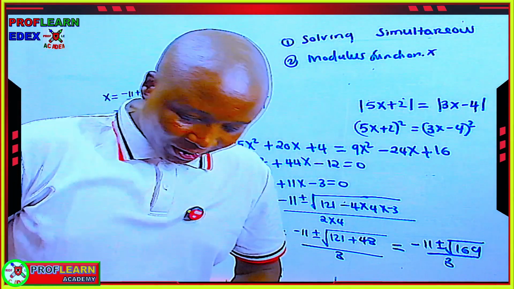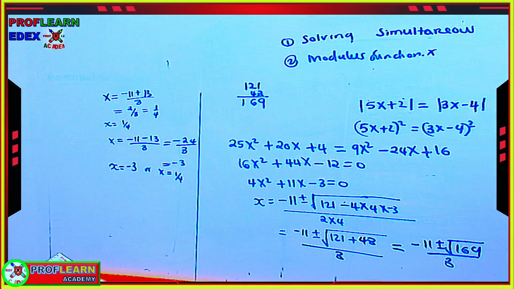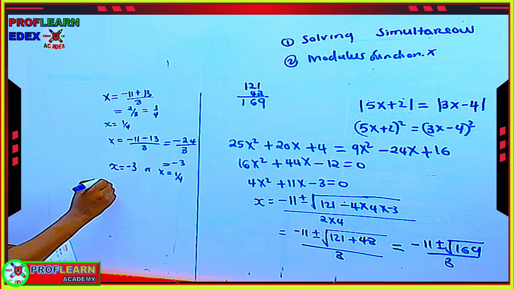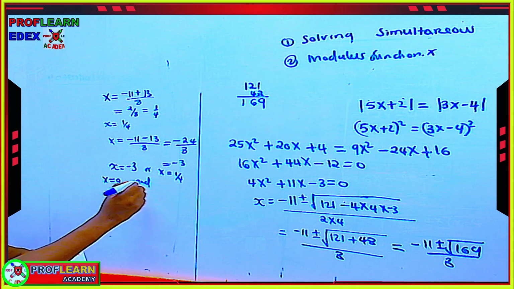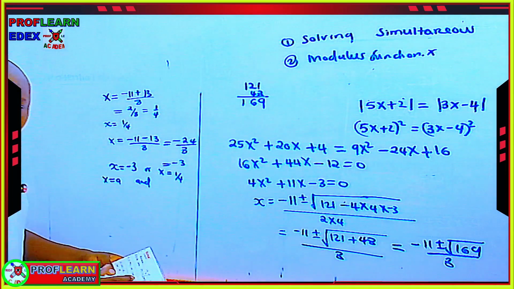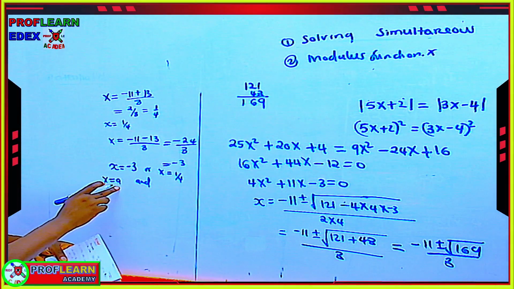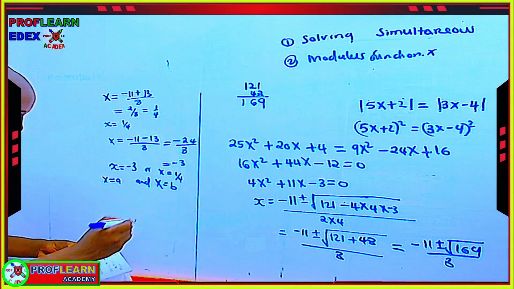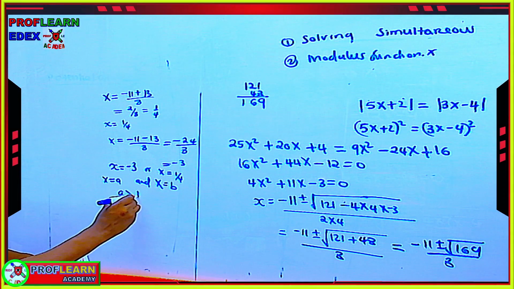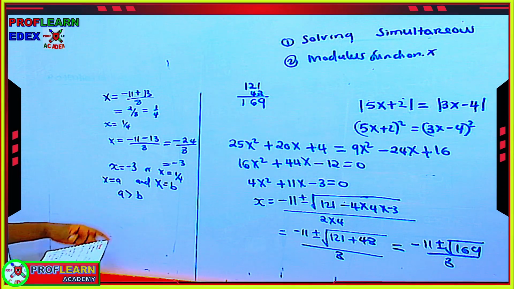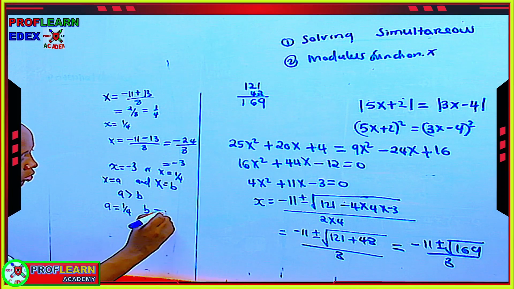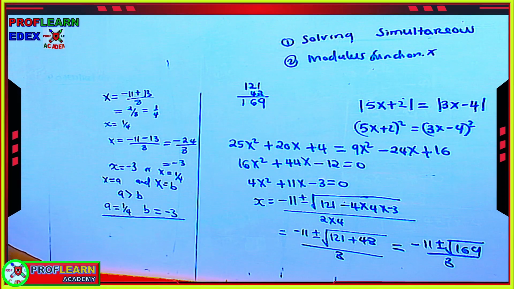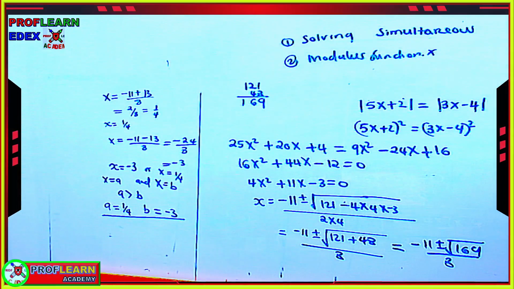Now, in this question, we were told the solutions for this are x is equals to a and x is equals to b, but a is greater than b. A is greater than b. So which one will be our a and which one will be our b? Our a is going to be equals to 1 over 4 and our b is equals to negative 3. So those are the solutions that we were supposed to get.